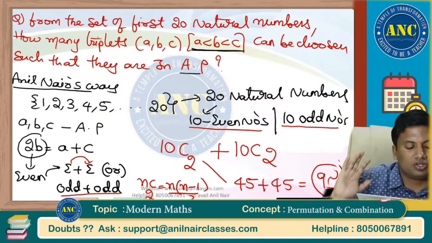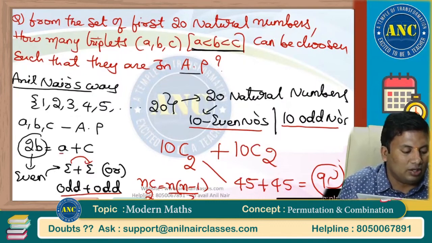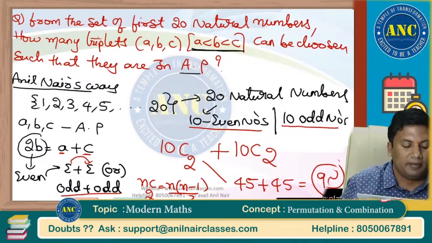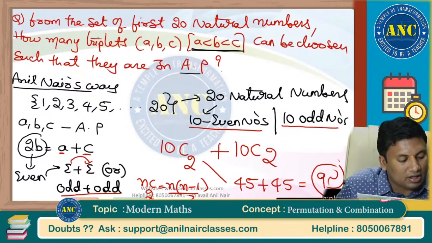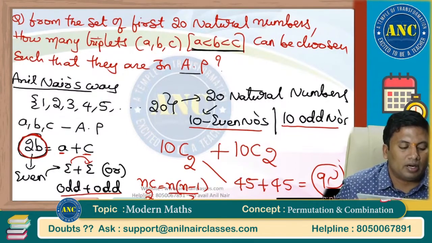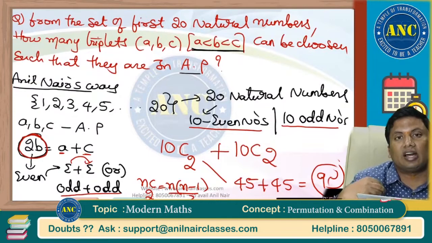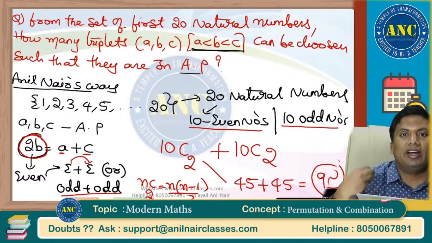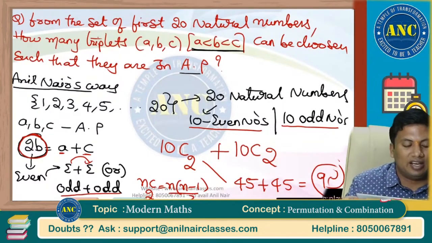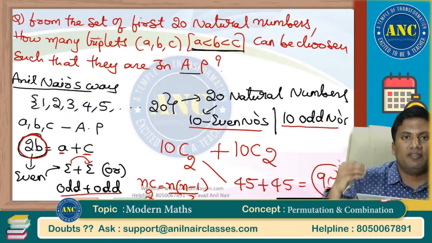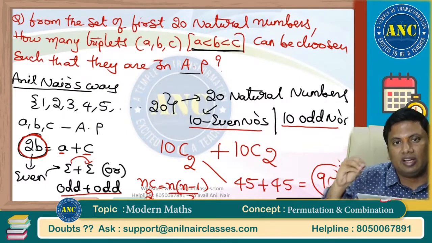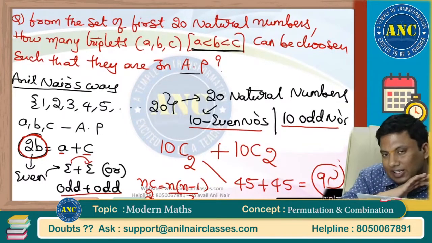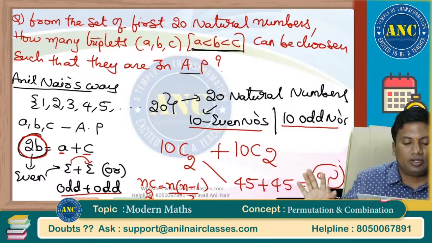No need to find the values of A and C. Why? Because this is an even number. Otherwise, the time consumed will be very high. A is 1, C is 3, D is even plus even, A1, C3, A2, B4. Like that, please don't find out such cases.